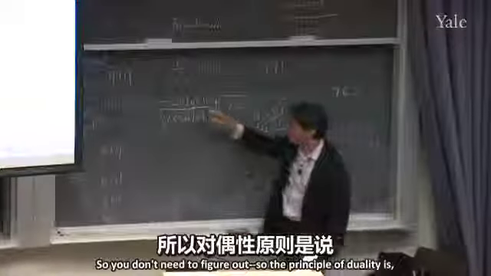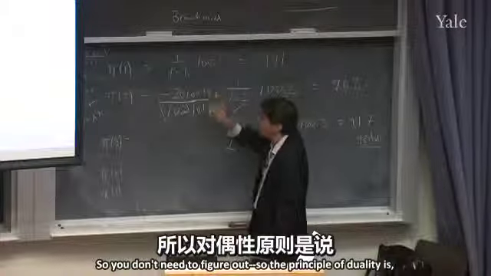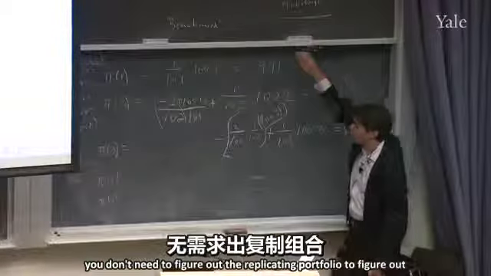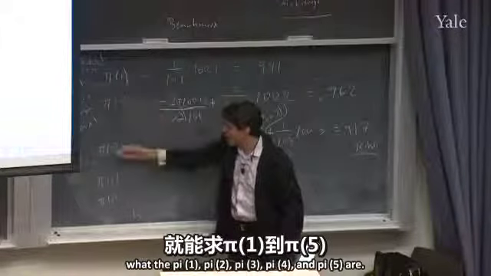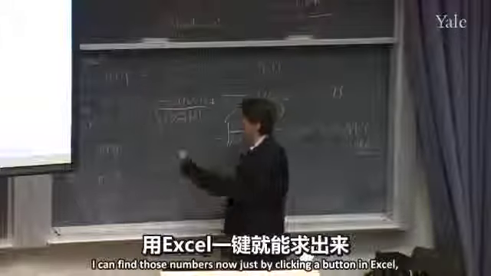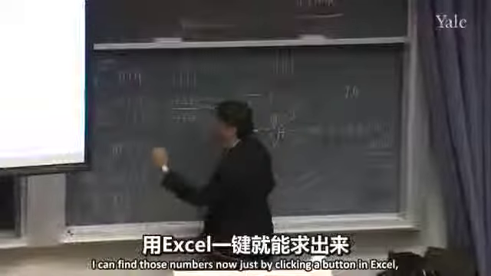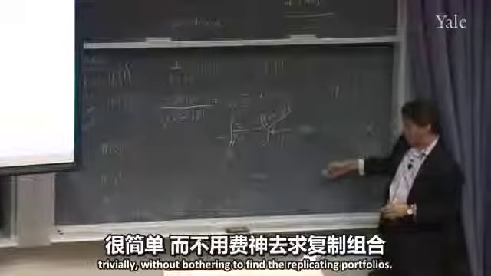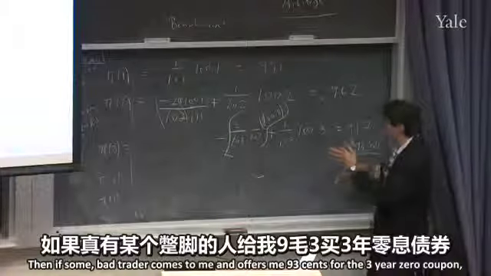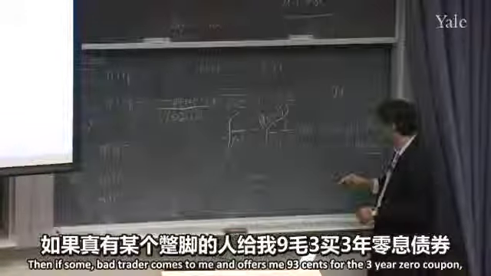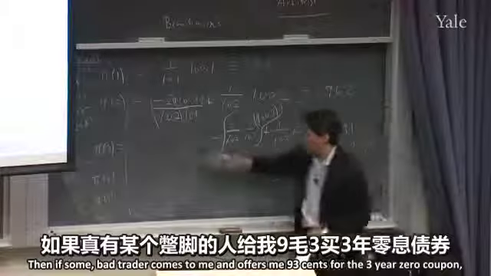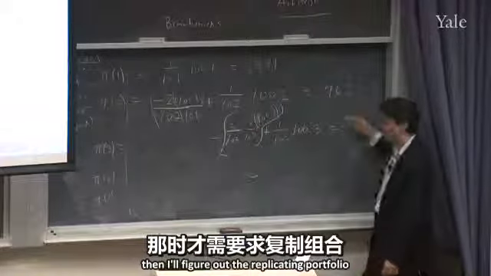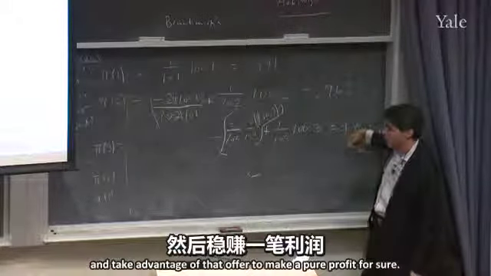So you don't need to figure out, so the principle of duality is you don't need to figure out the replicating portfolio to figure out what the pi 1, pi 2, pi 3, pi 4, and pi 5 are. I can find those numbers now just by clicking a button in Excel, trivially, without bothering to find the replicating portfolios. Then if some bad trader comes to me and offers me 93 cents for the 3-year zero coupon, then I'll figure out the replicating portfolio and take advantage of that offer to make a pure profit for sure.